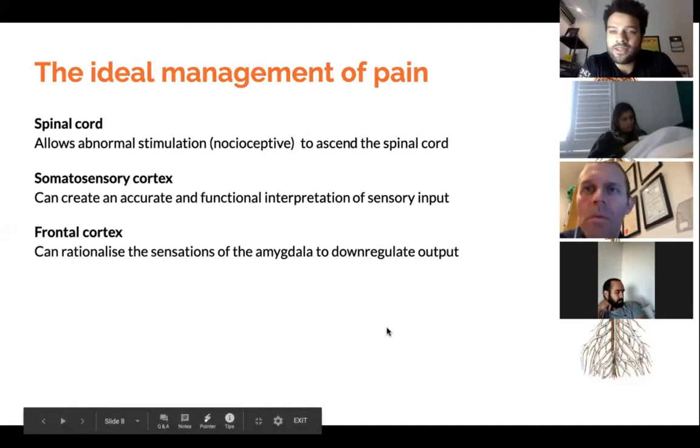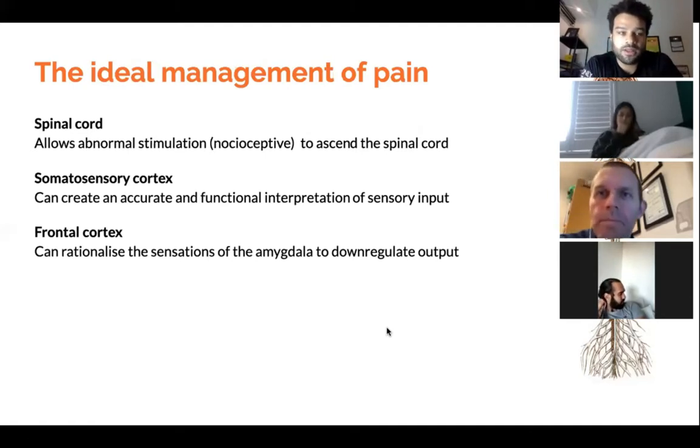Now, the ideal management of pain is when the spinal cord allows abnormal or threatening stimulation, i.e. nociception, to ascend the spinal cord, not normal stimulation.